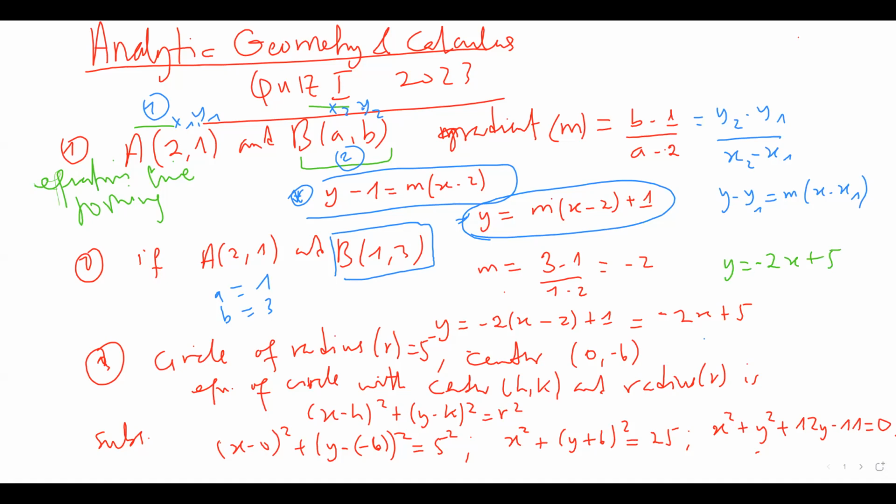And the next one was to find, if you're given a circle of radius 5 and centered at the point (0, minus 6), then of course you can write the equation of the circle. The equation of the circle with center (H, K) and radius R is given by X minus H squared plus Y minus K squared is equal to R squared. So since (0, minus 6) is the center, you can just substitute it in, and then you have x minus 0 squared plus y minus 6 squared is equal to 5 squared. If you expand, then eventually you will get x squared plus y squared plus 12y minus 11.